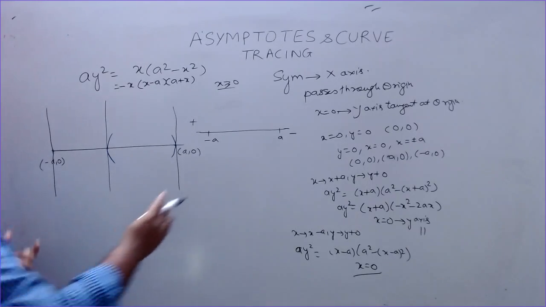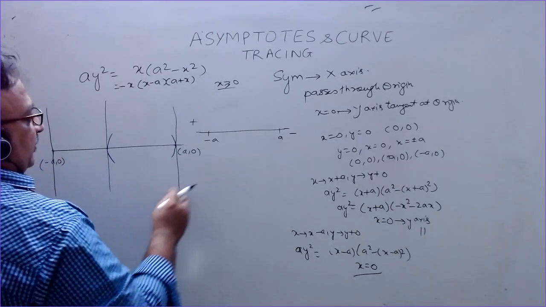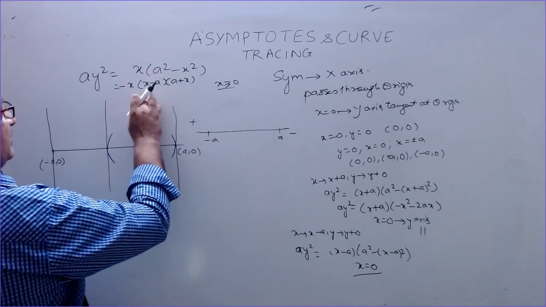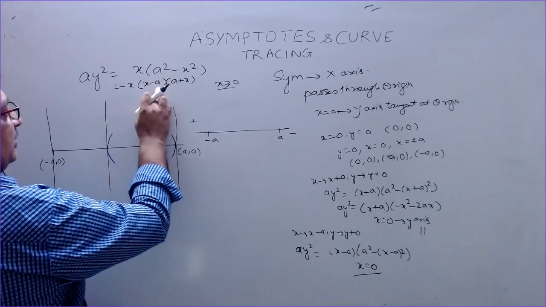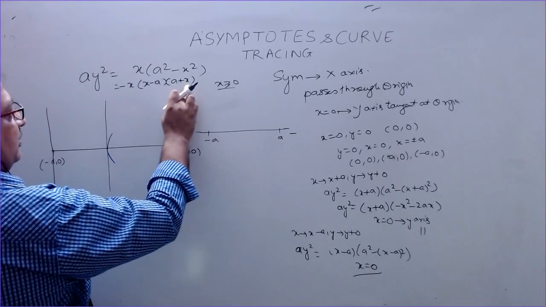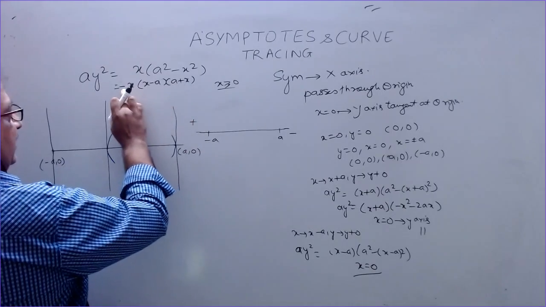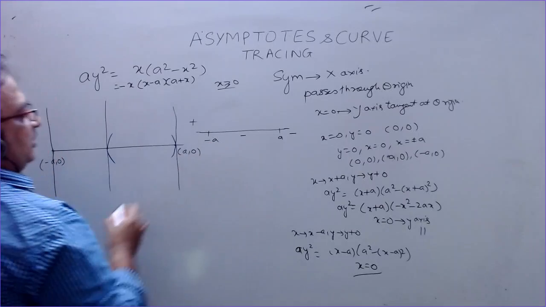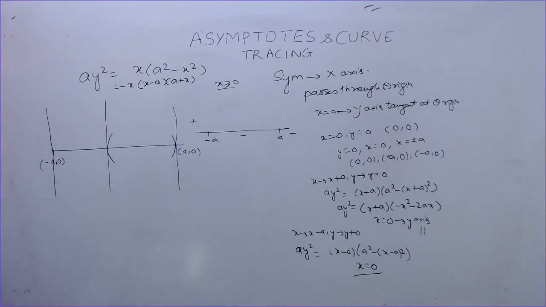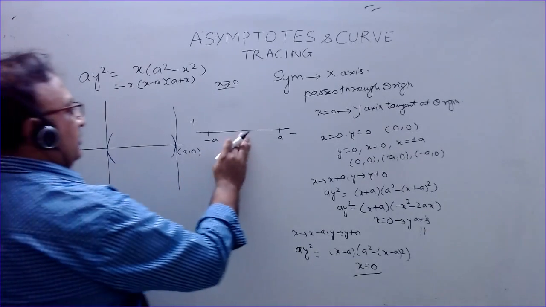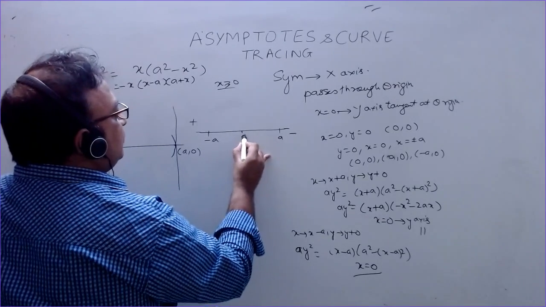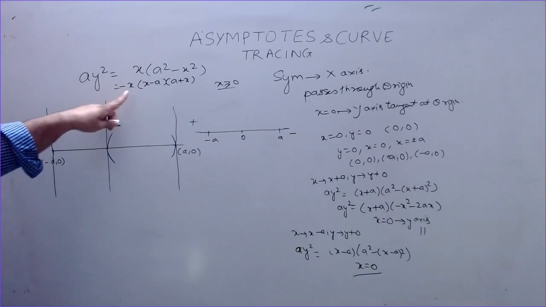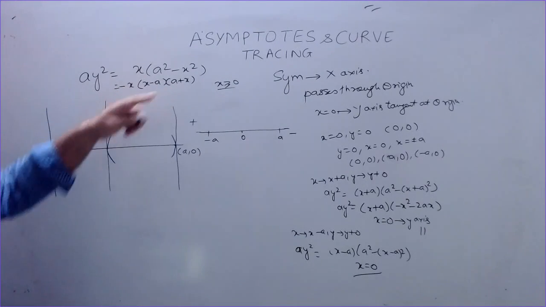If x is between minus a and a, suppose minus a by 2, then this term is negative, this term is positive, negative, positive, and this minus x is positive, so overall negative. So it is not existing between minus a and a. Let us find between minus a and a, we have to take 0 also here. This is the origin. x equal to 0 is also a point, minus a, plus a.